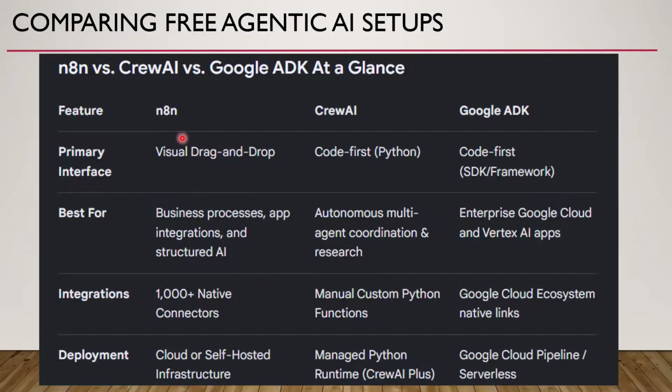These are the differences or comparison between various free options of agentic AI. N8N is a visual drag and drop option. We have a lot of tools and connections available, and we have the option of cloud or self-hosted infrastructure. Although in Google ADK, we have both the options available, and in Crew AI, it is the Python runtime situation which is possible.